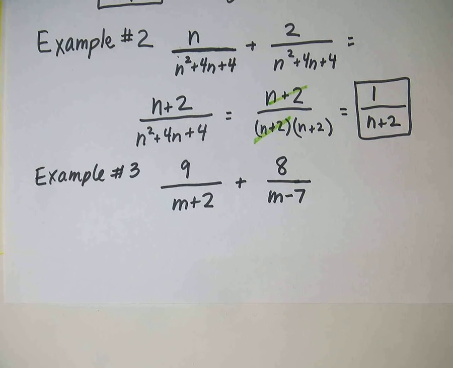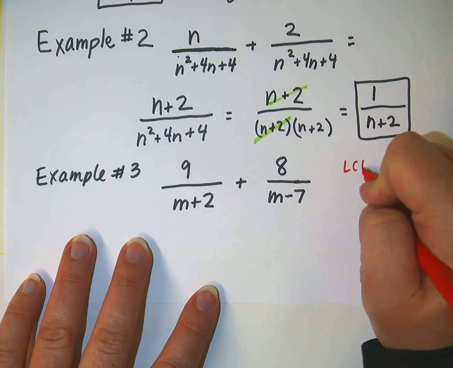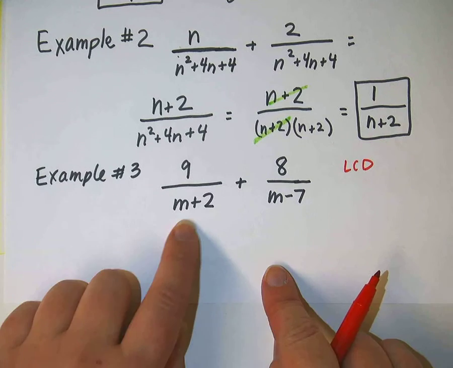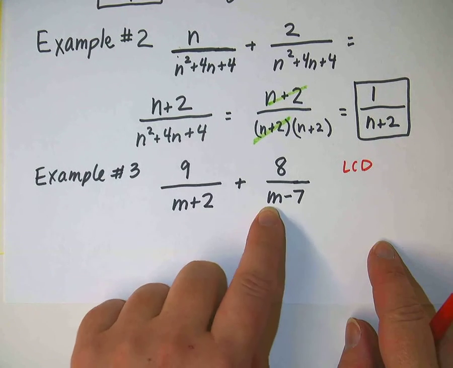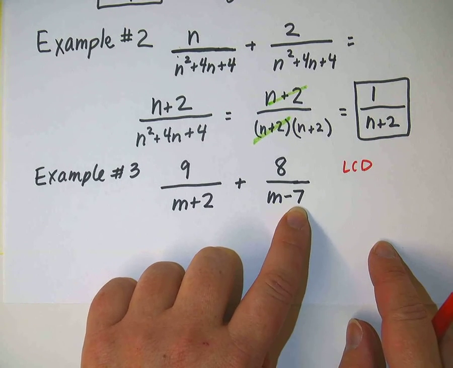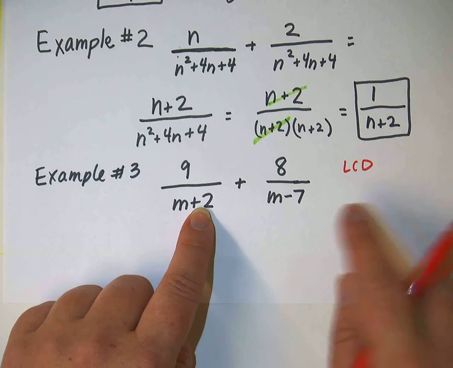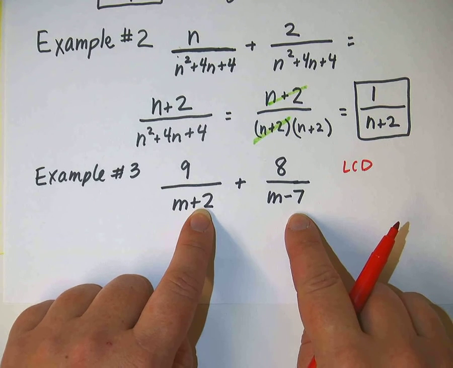Okay, so we need to get a common denominator first. What will it be? Perfect, Chase. Is this number a completely different number than that number? Yes, it is, because m represents some number that we don't know. Let's imagine that m is 0. That would mean that this is a positive 2 and that's a negative 7. Those are completely different numbers.